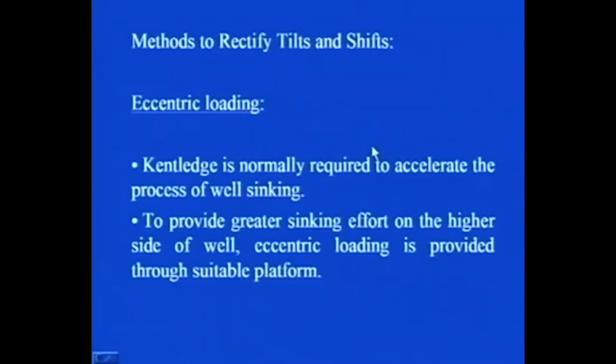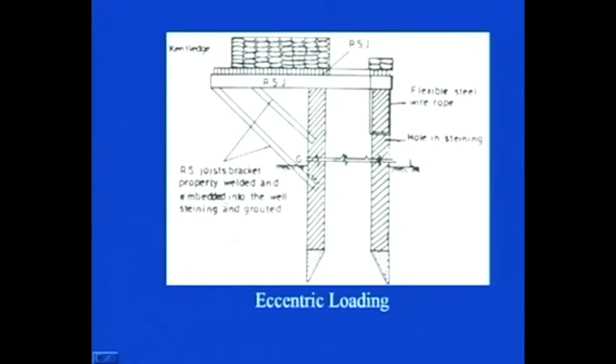Then the second method is eccentric loading. Kentledge is normally required to accelerate the process of well sinking. To provide greater sinking effort on the higher side of the well, eccentric loading is provided through a suitable platform. So you will see here that if this is the higher side, more of the kentledge is put here, so that the sinking becomes uniform, or the tilts and shifts can be rectified.